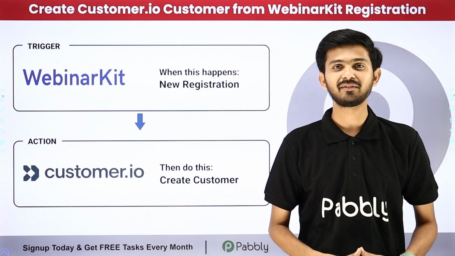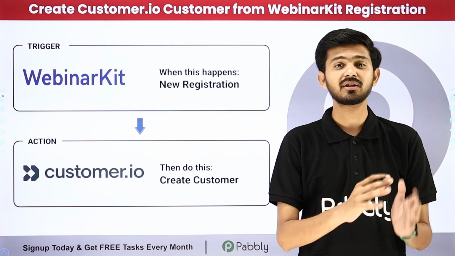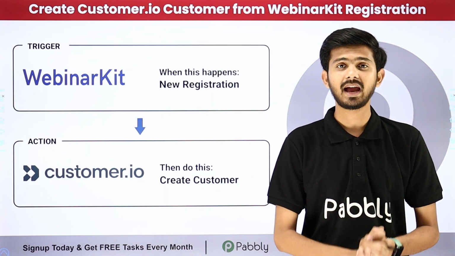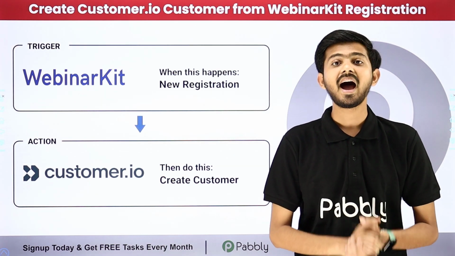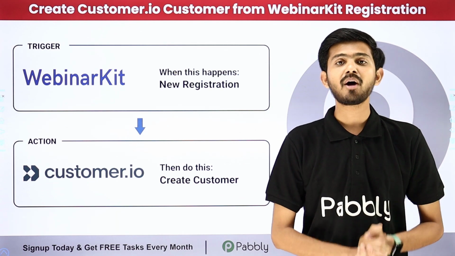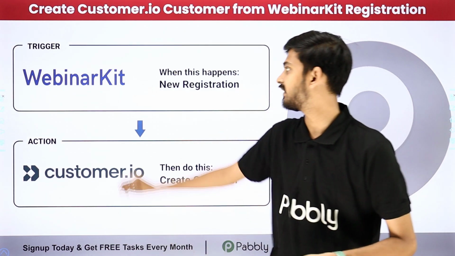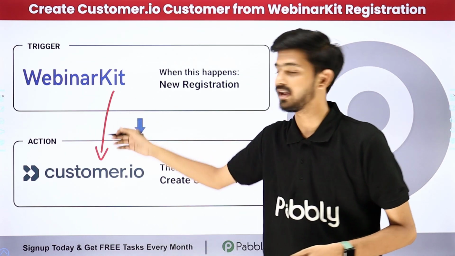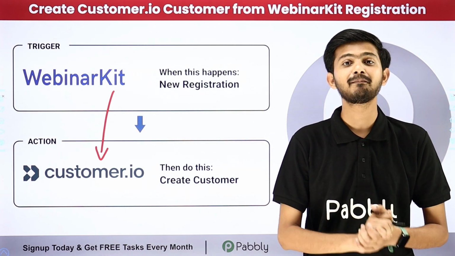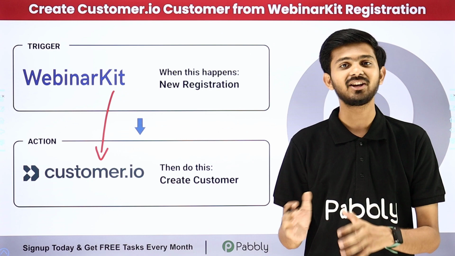So here my objective is that whenever I receive a new registration for a webinar in WebinarKit, then by capturing the details of that registration, I'm going to automatically create a new customer in customer.io. So for my objective, I have to build a connection between WebinarKit and customer.io. For building this connection, I'm going to use Pabbly Connect, which is an amazing software for automation and integration.